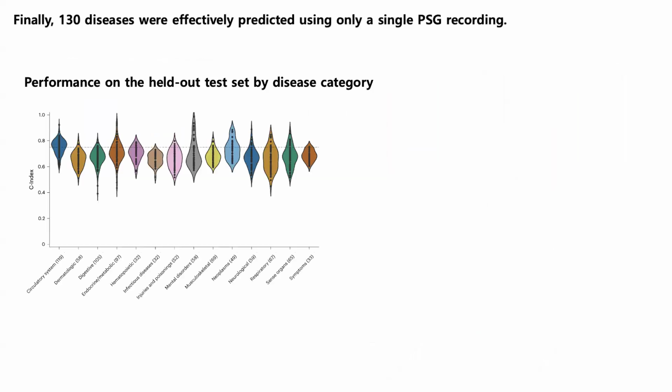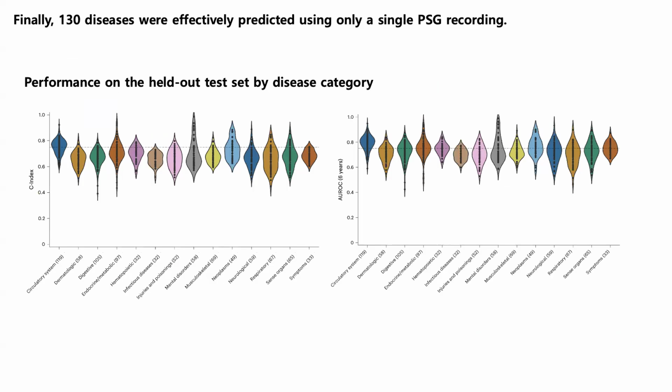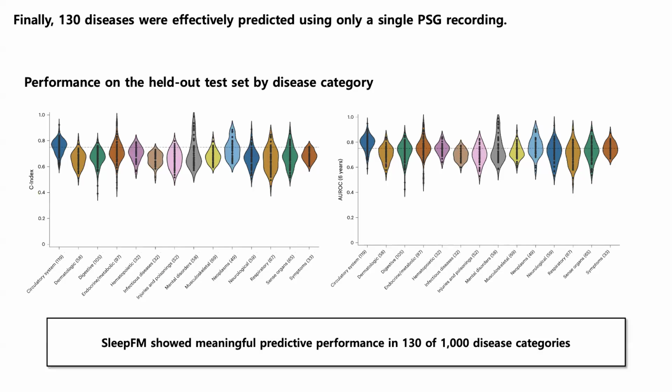Okay. Finally, the 130 diseases were effectively predicted using only a single PSG recording. Here is the result. In this figure, Sleep FM showed meaningful predictive performance in 130 of the 1,000 disease categories. These are some parts of the 130 diseases. This kind of data shows robust performance to predict the disease.